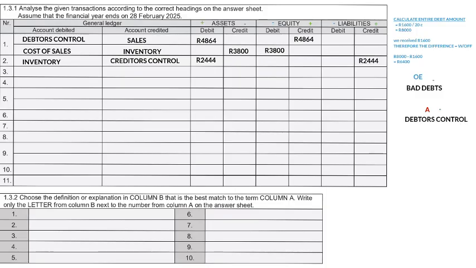So let's go and record this onto our answer sheet. The account debited is bad debts. The account credited is debtors control. Assets will have a negative effect of 6,400 Rand, so it will be credited. And equity will have a negative effect of 6,400, so it will be debited.